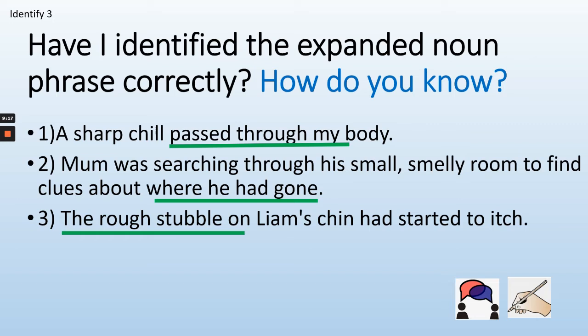Pass through my. Has that got a determiner, adjective, noun? No, it doesn't. Mum was searching through his small, smelly room to find clues about where he had gone. Where he had gone, determiner, adjective, noun? No. The rough stubble on Liam's chin had started to itch. The rough stubble, determiner. The rough, adjective, stubble is the noun. So give yourself a tick or a cross.